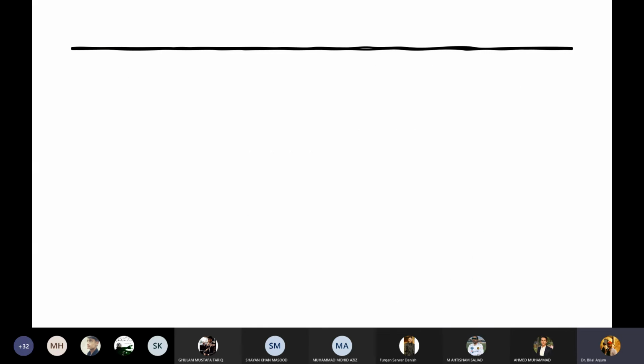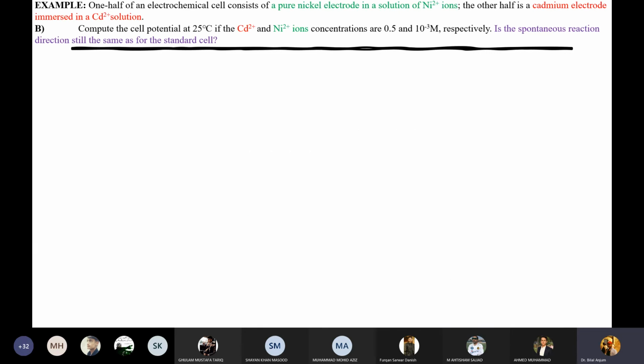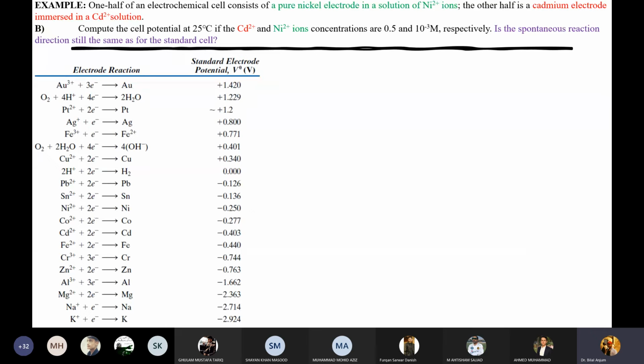This you already know. So let's have a look at this example again. We have an electrochemical cell in which we have cadmium ions and nickel ions. The cell is at 25 degrees, but it is not the standard cell because now the concentration of cadmium ions is 0.5 and nickel ions is 10 to the power minus 3. Now you have to determine, is the spontaneous direction still the same as for the standard cell or has it changed?